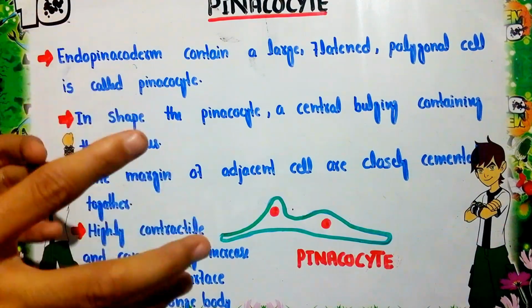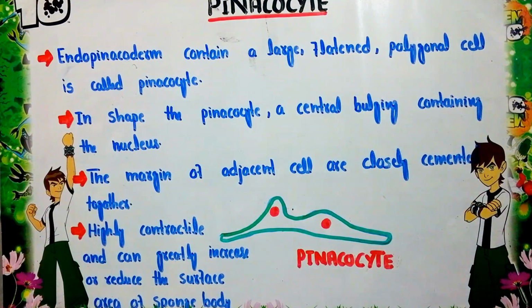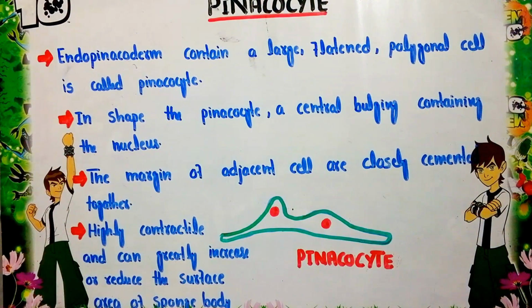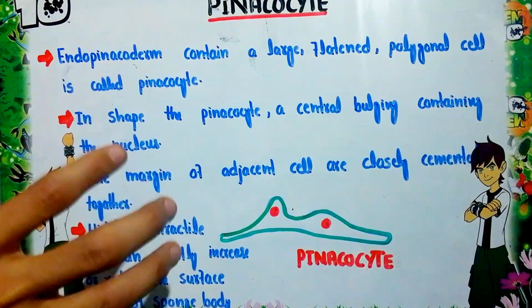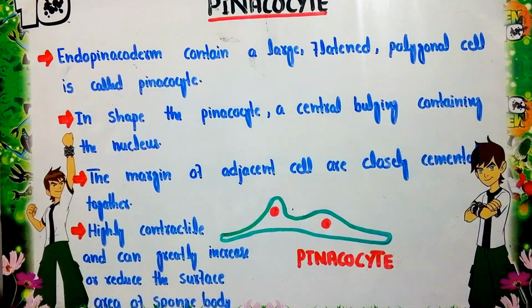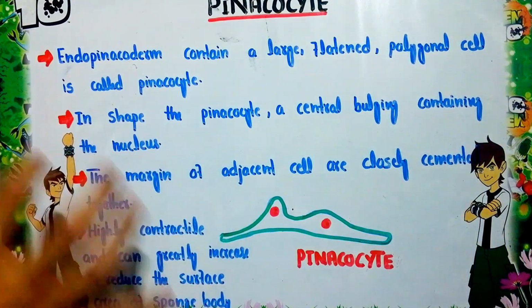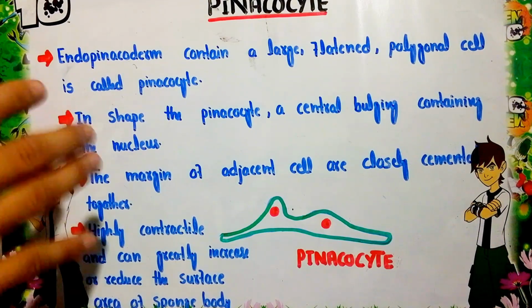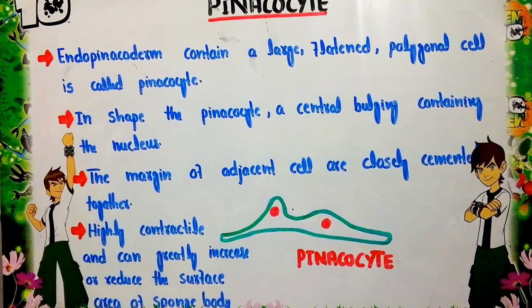Now, what is the function of these pinacocyte cells? These pinacocyte cells are highly contractile and can greatly increase or decrease the surface area of the sponge body. This is mainly the function of the pinacocyte, a well-known cell found especially in the endopinacoderm. It is also present in the exopinacoderm.